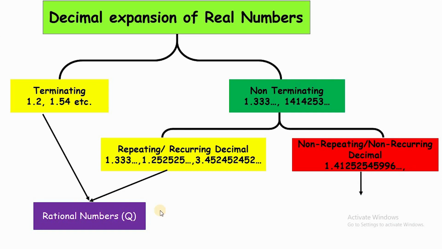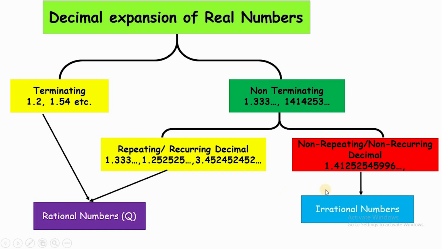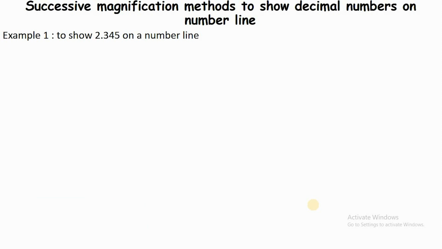Now so far we have learned about the decimal expansion of a real number, and also we have classified the decimal expansion of a real number into two different parts, that is the decimal expansion of a rational number and the decimal expansion of the irrational number. Separately we have already discussed it. Now in the next portion we are going to learn how to represent these decimal numbers on the number line by using the successive magnification method. Let's understand this with the help of an example.